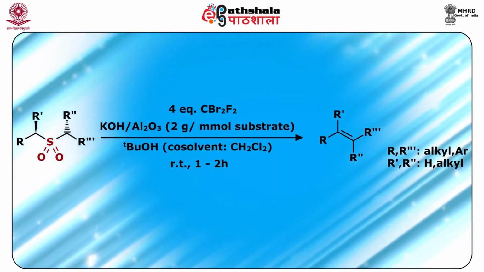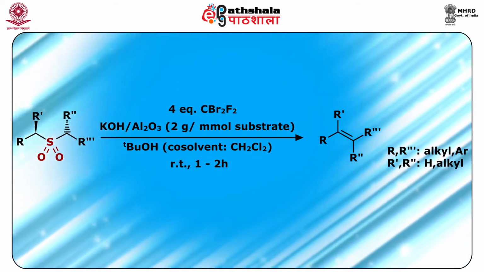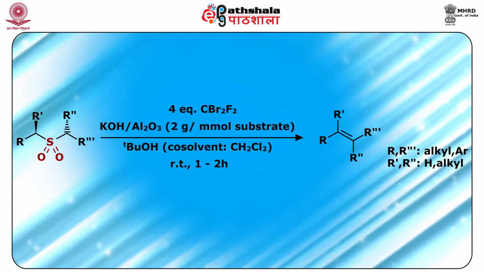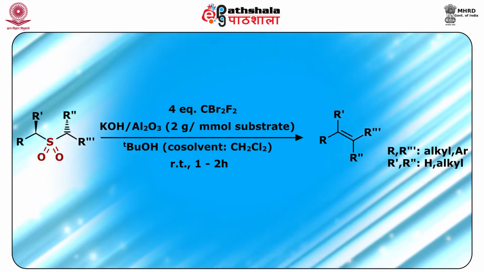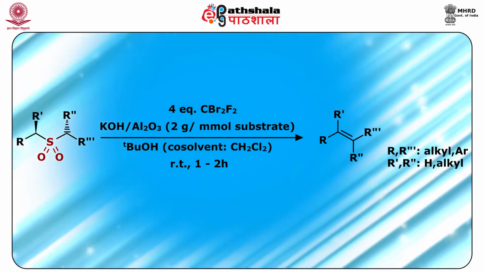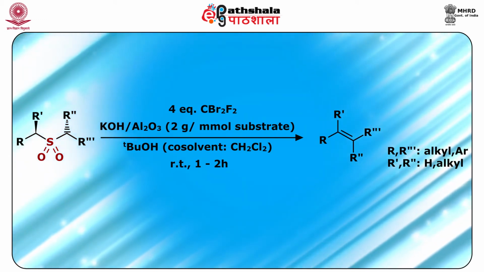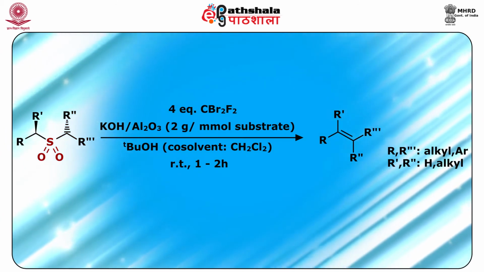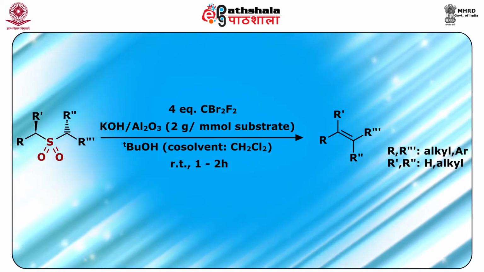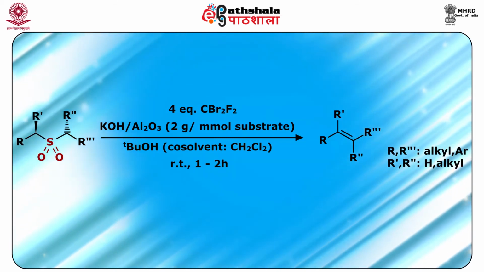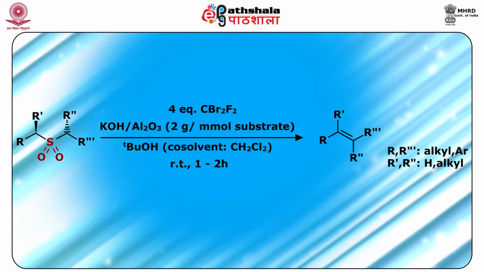A refined version of the Meyers modification of the Ramberg-Backlund reaction employs CBr2F2 in the presence of alumina supported KOH and tertiary butanol as solvent, which allows the conversion of alpha and alpha-prime hydrogen bearing sulfones of various structural types into alkenes. An example is shown below.